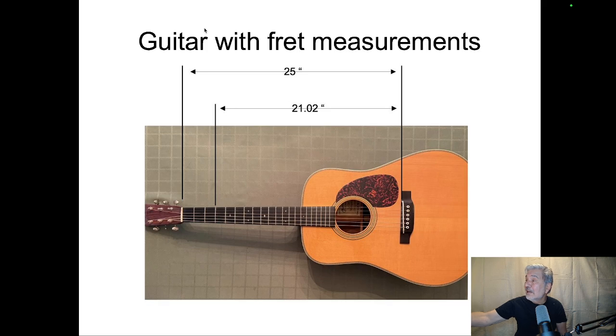And in fact, I did that measurement on my guitar, and if you notice, 25 inches from nut to bridge, and the third fret is right about 21 inches. So measure your guitar if you have one, and see if that works out about the same for you. That roughly that proportion.